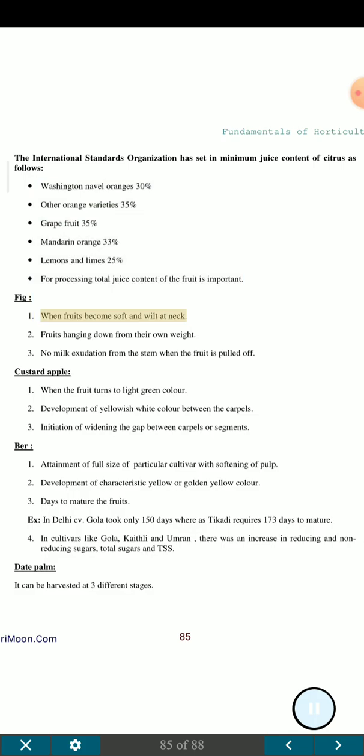Fig. 1. When fruits become soft and wilt at neck. 2. Fruits hanging down from their own weight. 3. No milk exudation from the stem when the fruit is pulled off. Custard apple. 1. When the fruit turns to light green color. 2. Development of yellowish white color between the carpels. 3. Initiation of widening of the gap between carpels or segments.